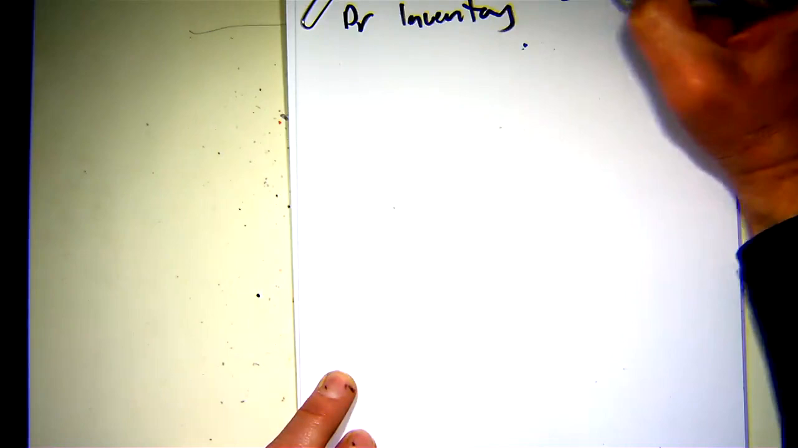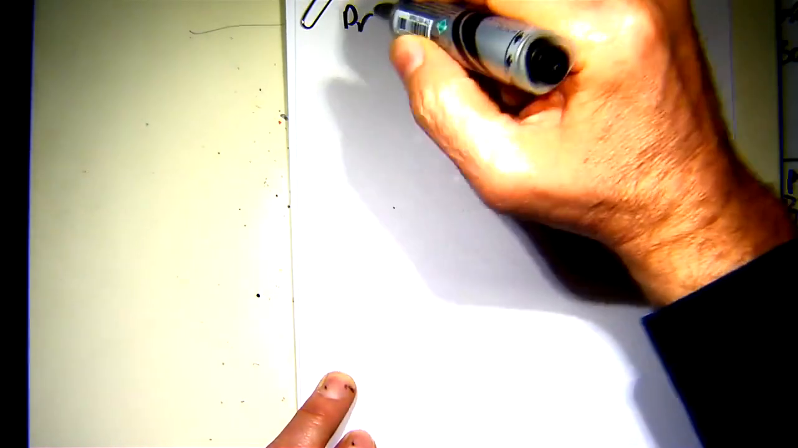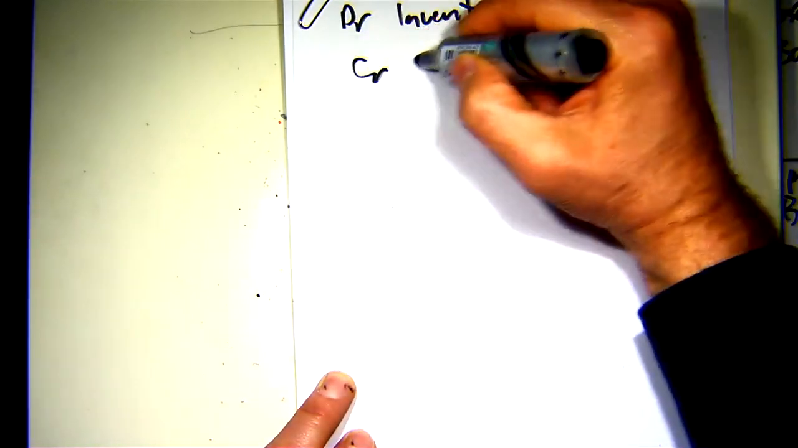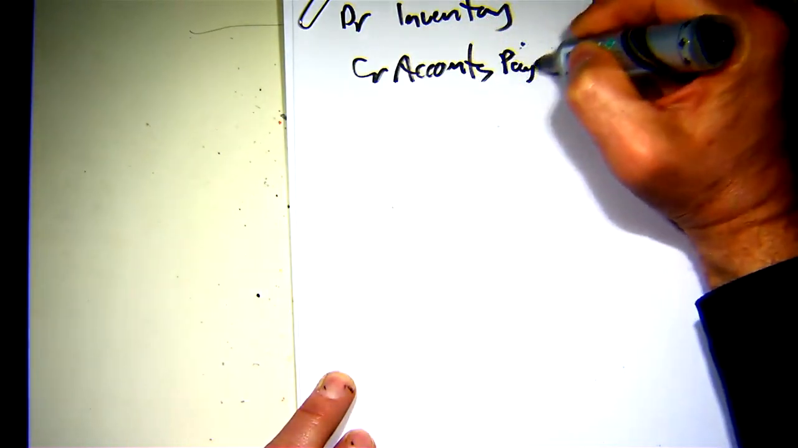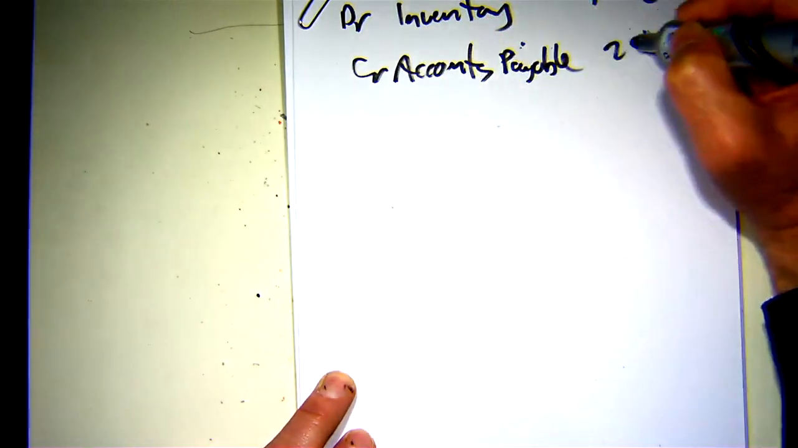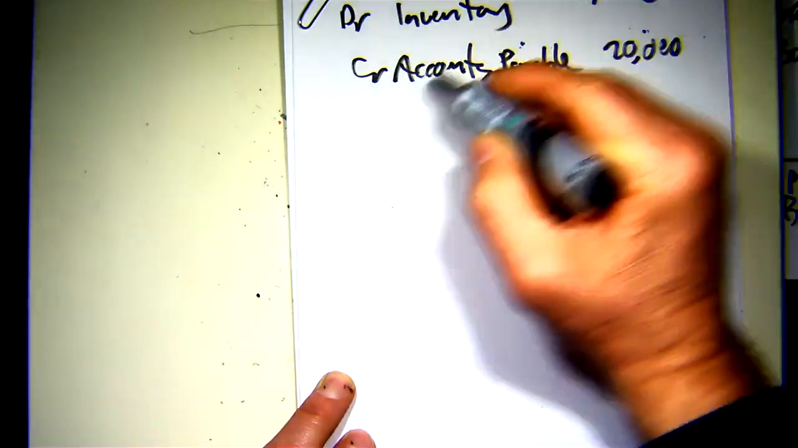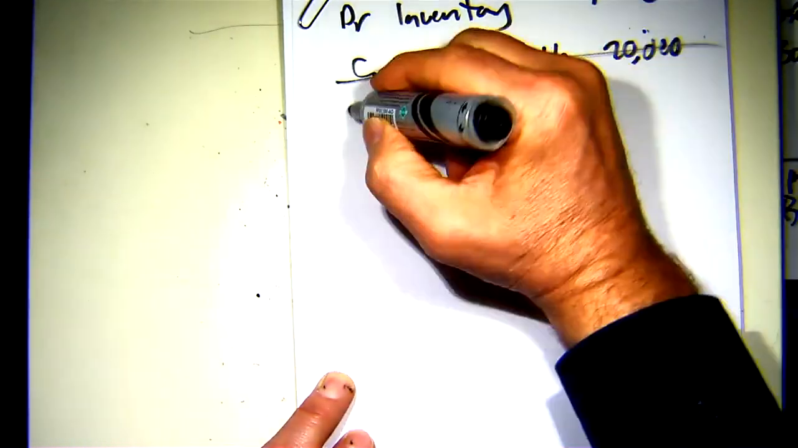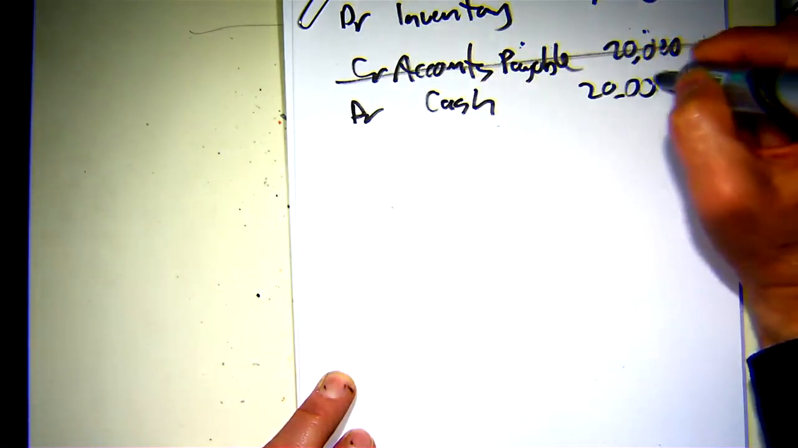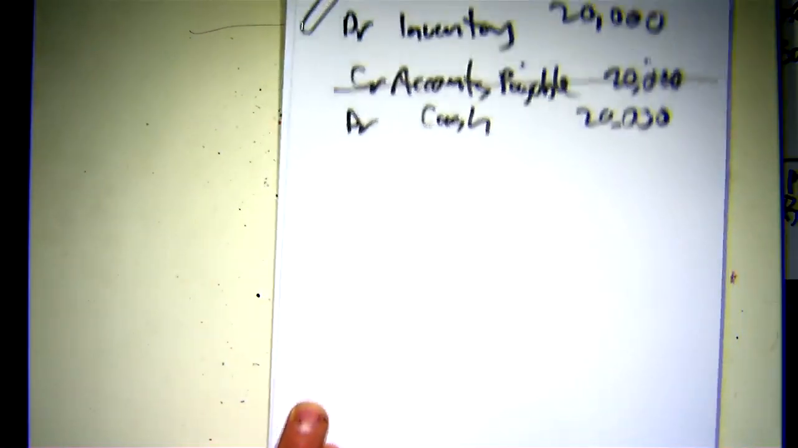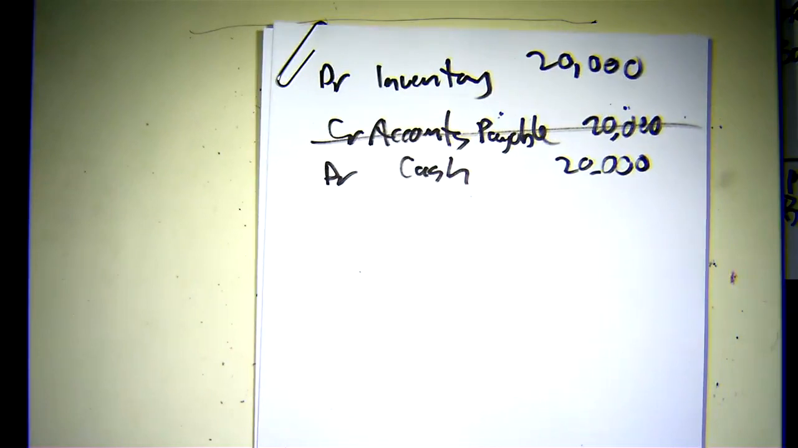The debit inventory 20,000, and this is the correct journal entry. Now, what if instead of this I debited cash 20,000? So that was the journal entry I did. Instead of crediting accounts payable, I debited cash 20,000. So would my trial balance still balance?